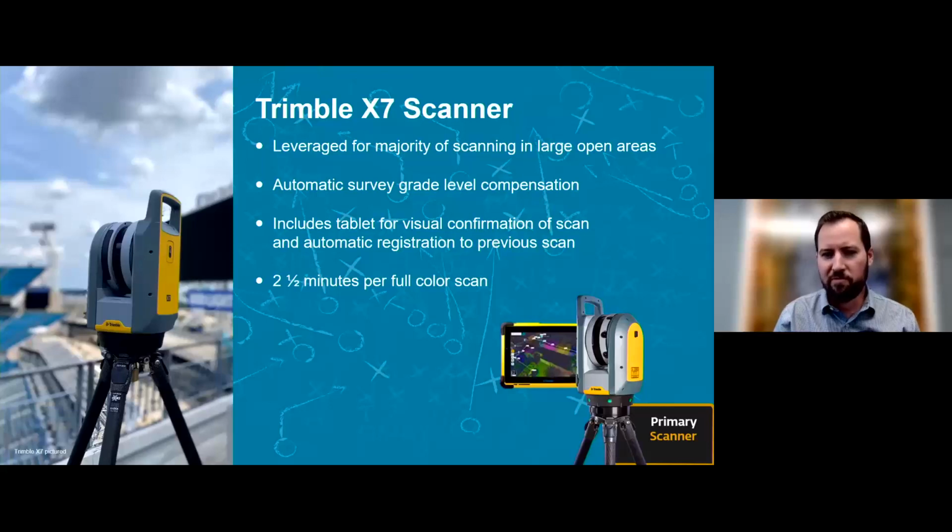It also has visual confirmation. It has a tablet paired with it, which is very nice. We can check and see what we scanned and confirm that we captured what we needed via line of sight. It also has some automatic registration functionality, so it can link up to the previous scan and reduce the back-end time needed for scan registration ultimately. The scan setting we were using was about 2.5 minutes for a full color scan, stationed roughly 30 feet apart from each other.